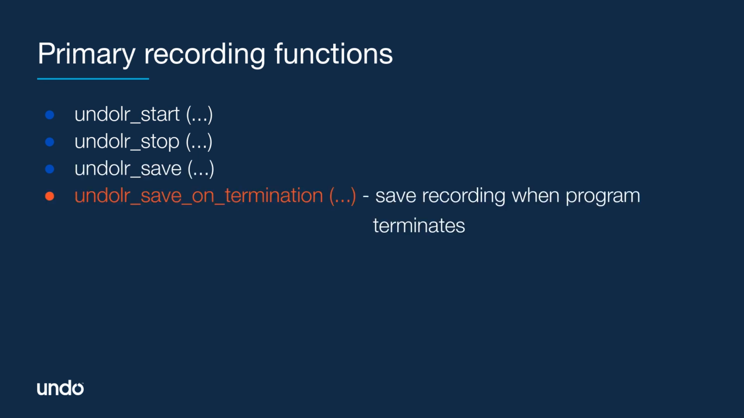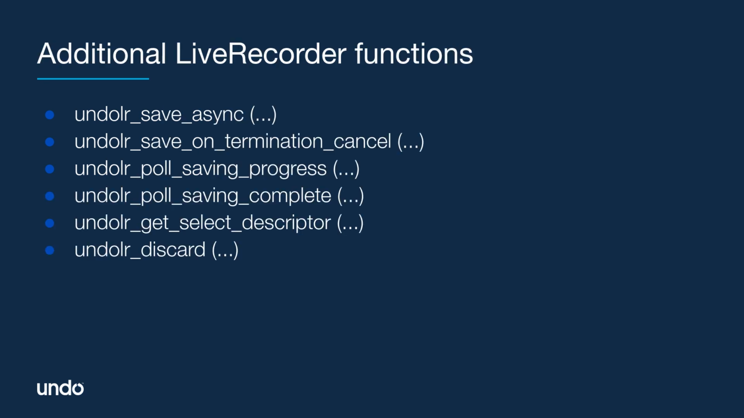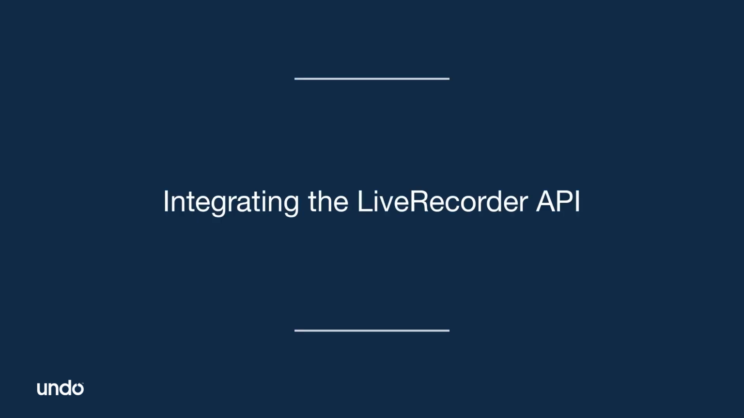In addition, the UndoLR save on termination function will instruct LiveRecorder to save the recording to disk once the program terminates. The recording will be saved irrespective of the program terminating successfully or due to a crash. Additional LiveRecorder functions range from UndoLR save async, which is an asynchronous call to save a recording, up to UndoLR discard, which frees up resources associated with the stopped recording. We will look at the use of these functions in a future tutorial. Now let's continue with the process of integrating the LiveRecorder API into an application.